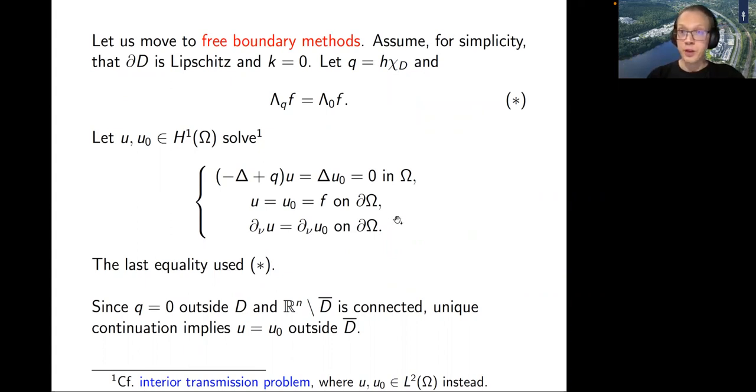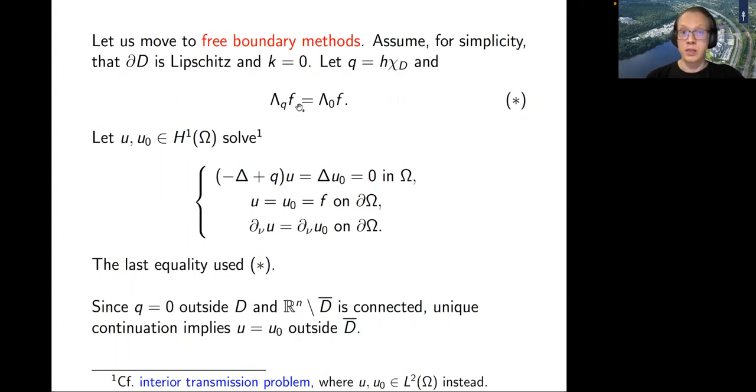So for simplicity of presentation, let's assume that the boundary of these Lipschitz frequency is equal to 0, Q is equal to H times chi D, and this single measurement Lambda_Q F is equal to Lambda_0 F for some fixed F. And now you let U and U naught be the solutions of the Schrödinger equation, minus Laplacian plus Q of U equal to 0, and Laplacian of U naught equal to 0, and U naught have the same Dirichlet data F.